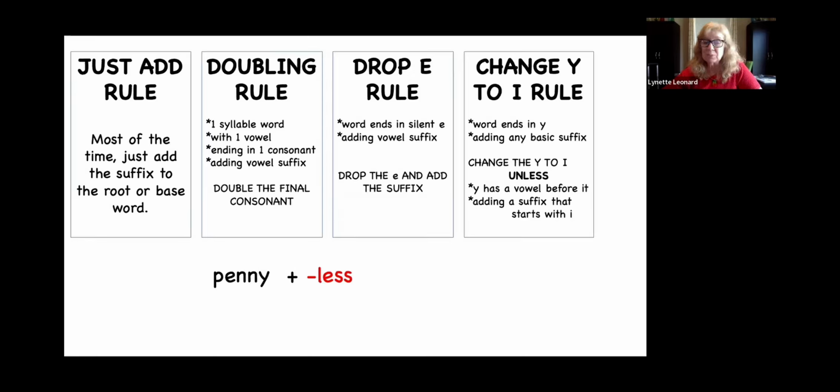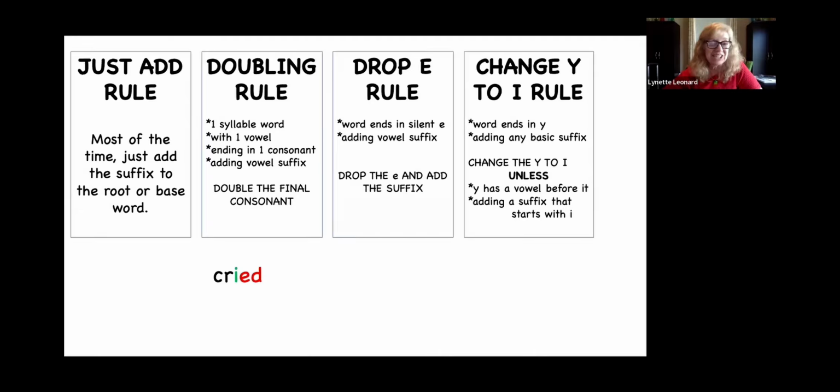So that means that the word penny, because penny ends in a Y and we're adding the suffix less, we change the Y to an I and then we add the less for penniless. Cry ends in a Y and we're adding the suffix ed, so we need to change that Y to an I, and then we add the ed.